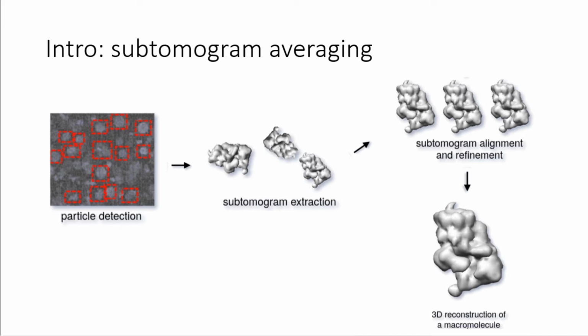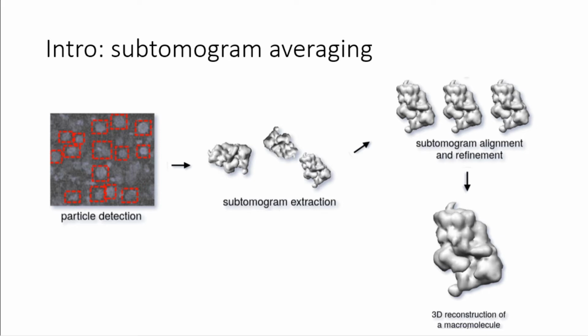Following the subtomogram averaging approach, we can extract the volumes of the particles, align and refine them, and finally average them together to obtain a high-resolution 3D structure. This approach introduces the challenge of correctly localizing and identifying particles in the noisy reconstruction. Manual segmentation is rarely feasible due to the amount of volumetric data, and automated approaches must be used.